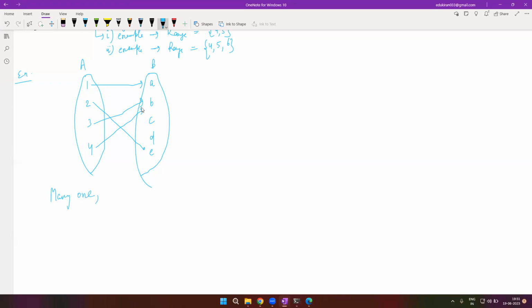Because 3 and 4 both have the same output B. एक बार भी ऐसा हुआ कि 2 या 2 से ज्यादा इनपुट सेम आउटपुट दे रहे हैं तो मेनी वन फंक्शन हो चुका है ना. Now come to input and output वाला part. Sorry, into onto वाला part.